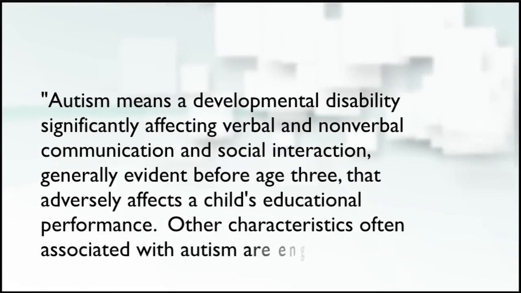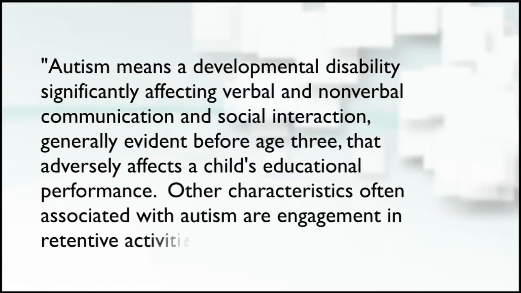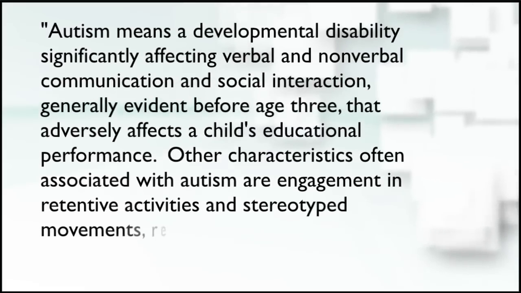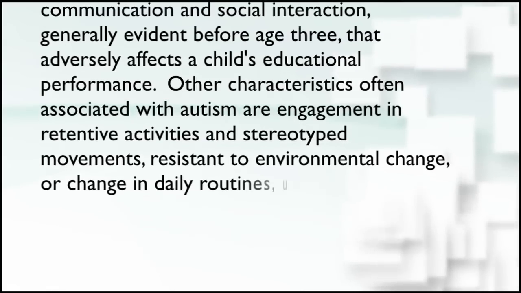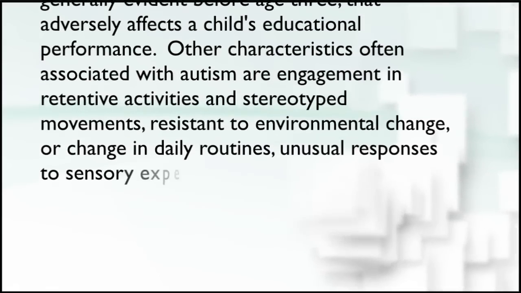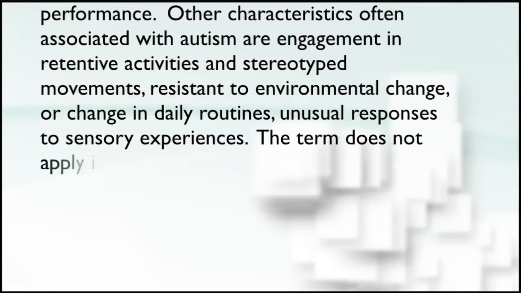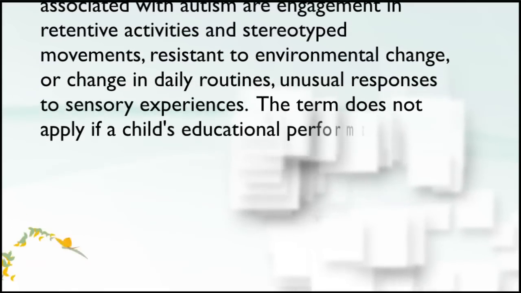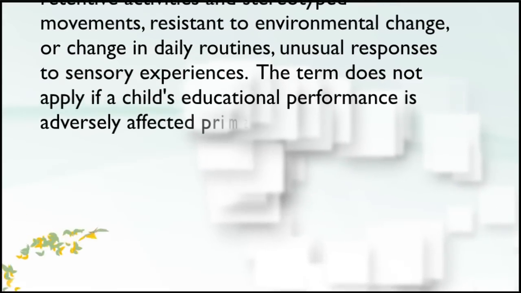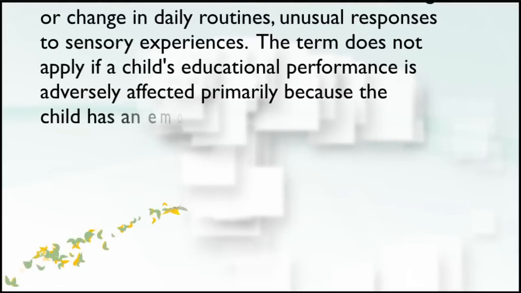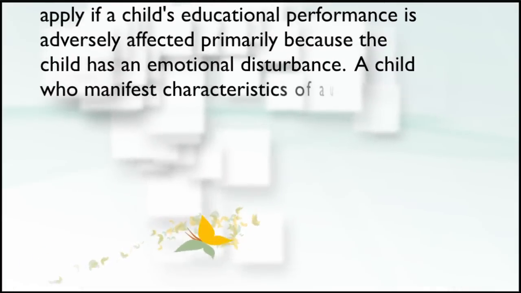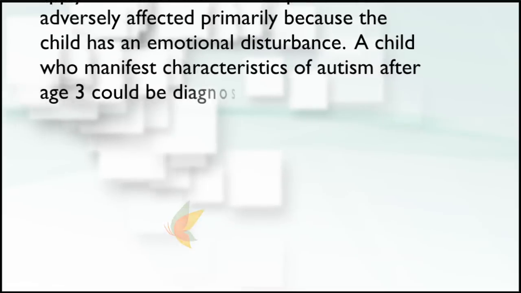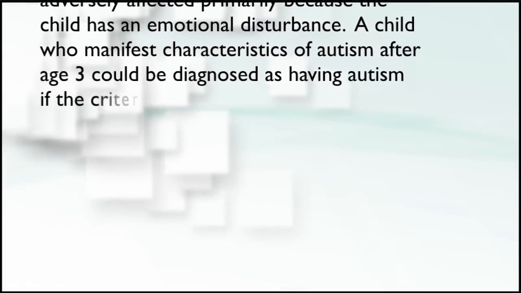Other characteristics often associated with autism are engagement in repetitive activities and stereotyped movements, resistance to environmental change or change in daily routines, and unusual responses to sensory experiences. The term does not apply if a child's educational performance is adversely affected primarily because the child has an emotional disturbance. A child who manifests characteristics of autism after age 3 could be diagnosed as having autism if the criteria above are satisfied.